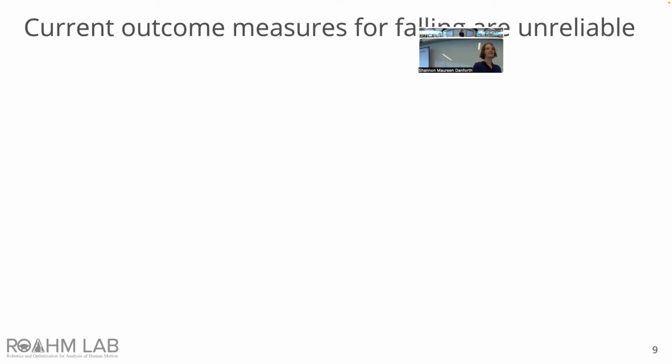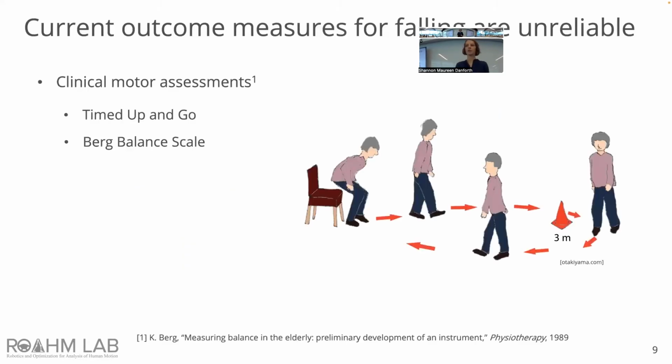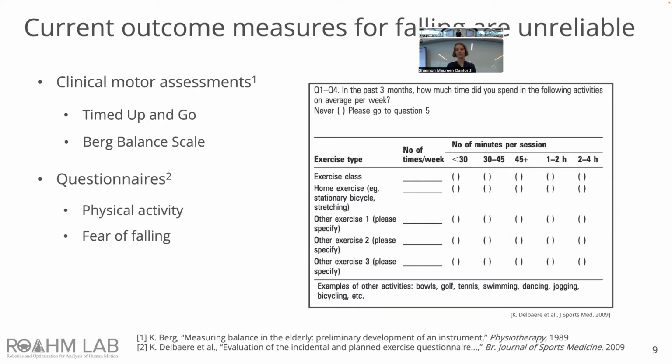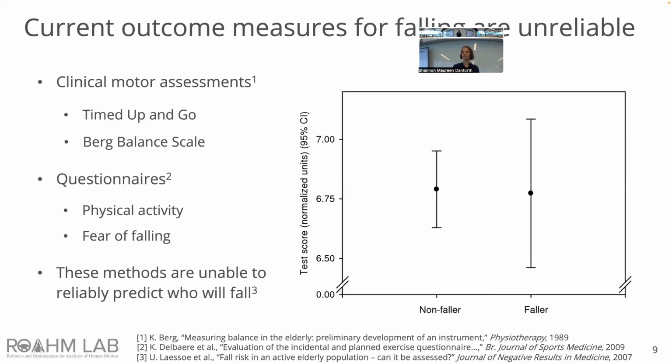So currently, clinicians diagnose fall risk using motor assessments such as the timed up and go or the Berg balance scale. Another method is to use questionnaires that ask people about physical activity or fear of falling. But none of these methods have been shown to reliably predict who will fall. So in this study shown here, researchers evaluated a bunch of different fall risk measures, normalized and averaged the scores, and found no significant difference between those who ended up falling and those who didn't.